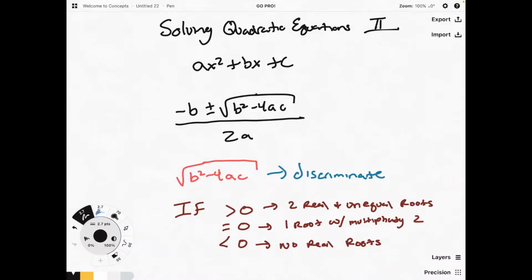Hello, today we will continue our two-part series in solving polynomials. In part one, we discussed the first two ways of solving a quadratic equation. We talked about factoring and we talked about completing the square.